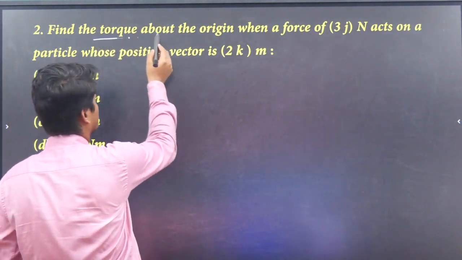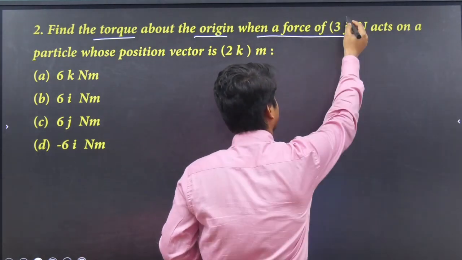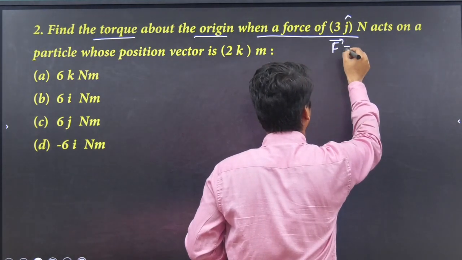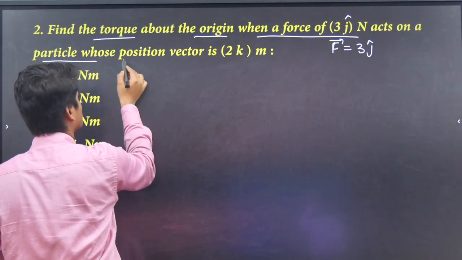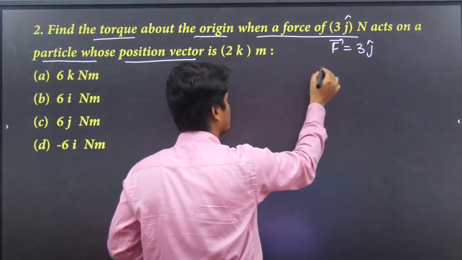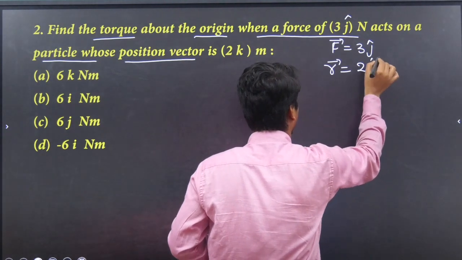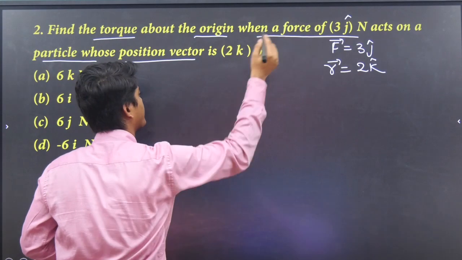Now find the torque about the origin when a force 3j cap, actually it is a vector, so it is basically the force vector, that is 3j cap, acts on a particle whose position vector is given as 2k. So the r vector is nothing but the position vector, which is 2k. Here it is given in meters, and that is given in Newtons.